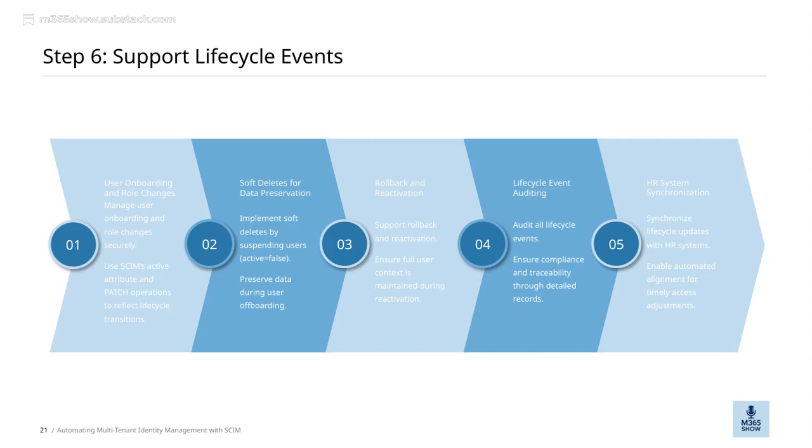Speaking of audits, it's vital to log every lifecycle event. Detailed records ensure compliance and provide traceability, which is essential for security and governance. Finally, we want to synchronize these lifecycle updates with HR systems. Automating this process ensures that access rights are adjusted promptly whenever there are changes in employment status, keeping everything aligned and reducing manual effort. Altogether, supporting lifecycle events in this way helps us create a secure, compliant, and efficient identity management system that scales across multiple tenants.